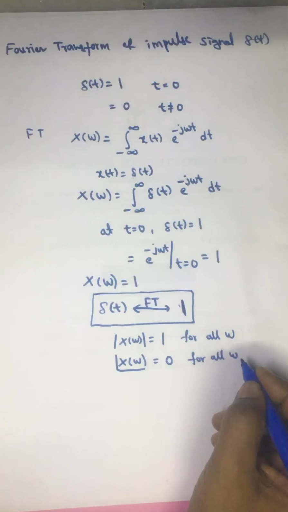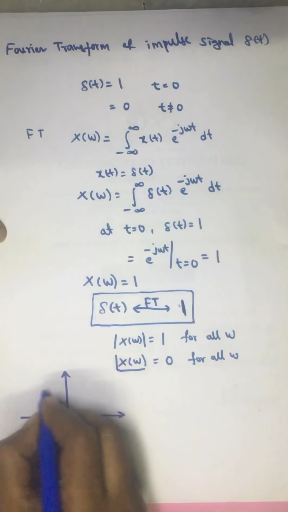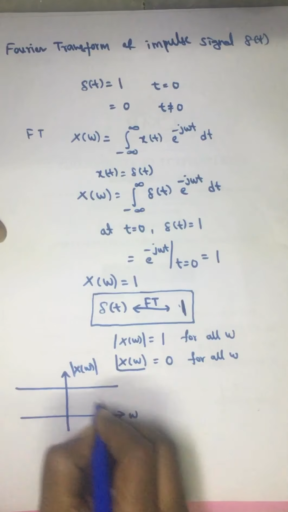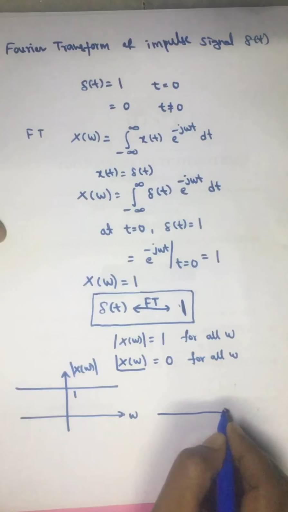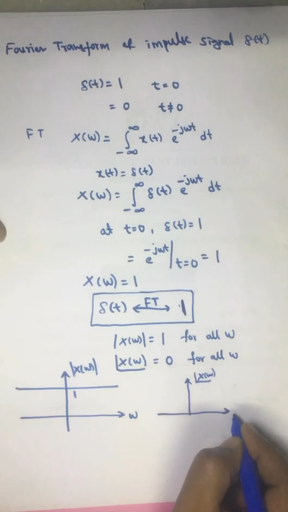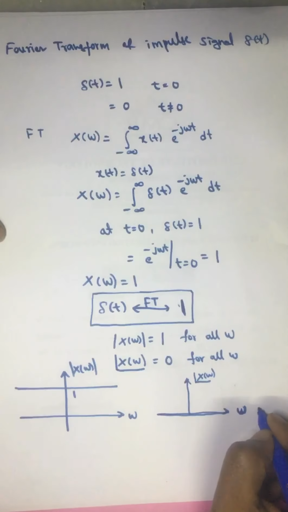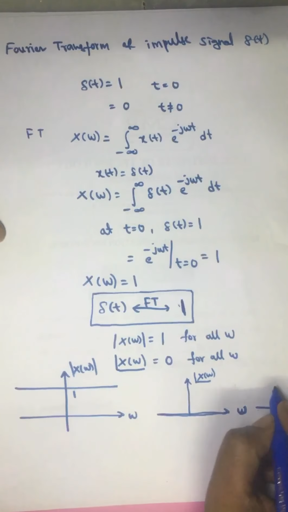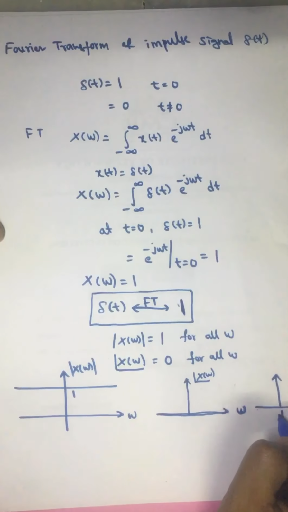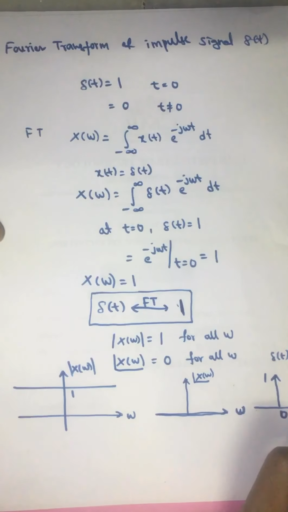Now if you draw the magnitude and phase response, the magnitude response is given like this. It has the value 1 for all ω values, whereas the angle will be 0 for all ω values. The angle will be represented like this. Then what is your time domain signal? The time domain signal has value 1 at t = 0. This is our time domain signal.